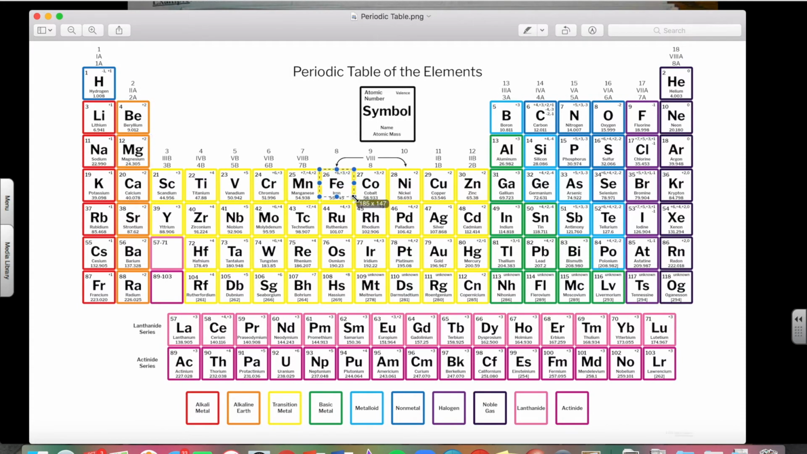Iron is here. So we're going to go 1s2, 2s2, 2p6, 3s2, 3p6, 4s2, and now 3d, 1, 2, 3, 4, 5, 6, 3d6.